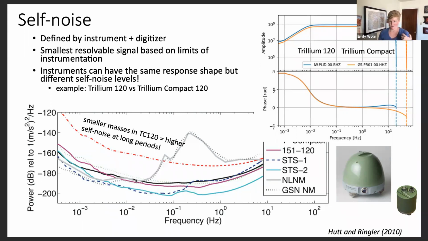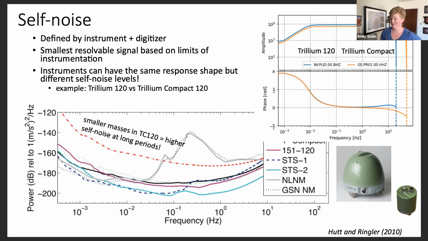But if you look at the self-noise level of those two instruments, the Trillium 120 Horizon sensor, this bowling ball, is much closer to the low noise model than the Trillium Compact, which is this red curve here. And this is due to the different mechanical and electrical response of those two instruments. Oversimplifying a fair bit, because the Trillium Compact is very small, it has smaller masses, so it has higher self-noise than this larger instrument. So even though the response has the same shape, this is just a noisier instrument at long periods.